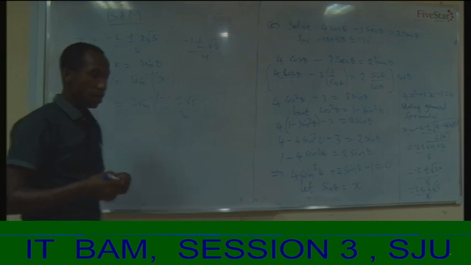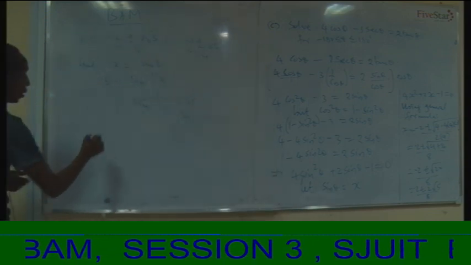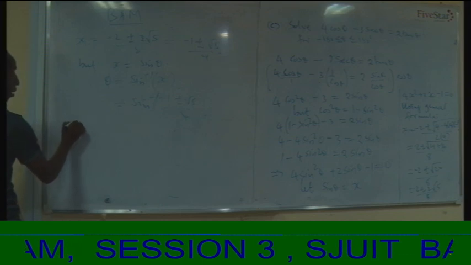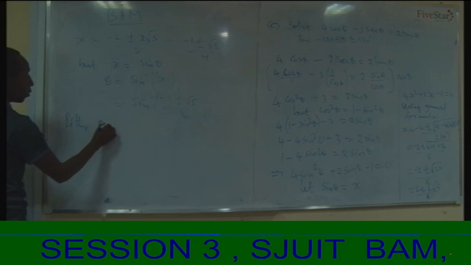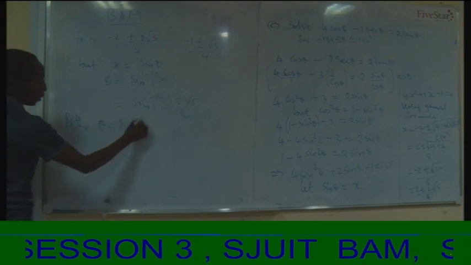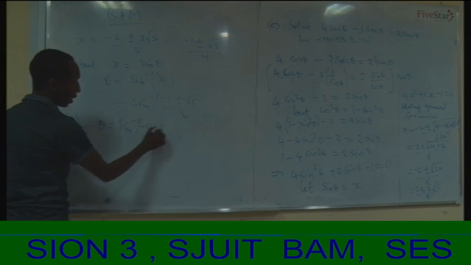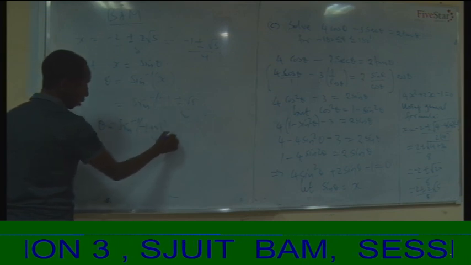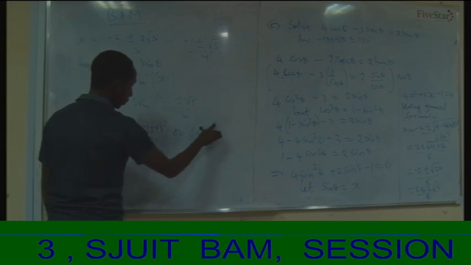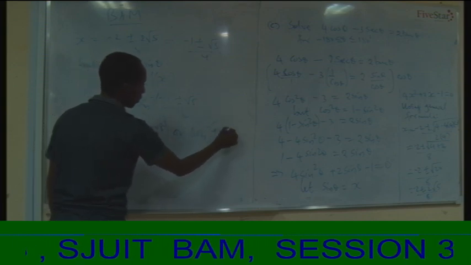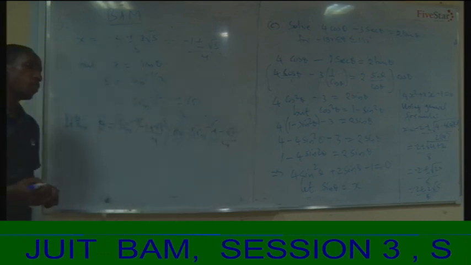And this is nothing but... so we have either theta equals sine inverse of (negative 1 plus square root of 5) divided by 4, or sine inverse of (negative 1 minus square root of 5) over 4. So you get 2 different values here.